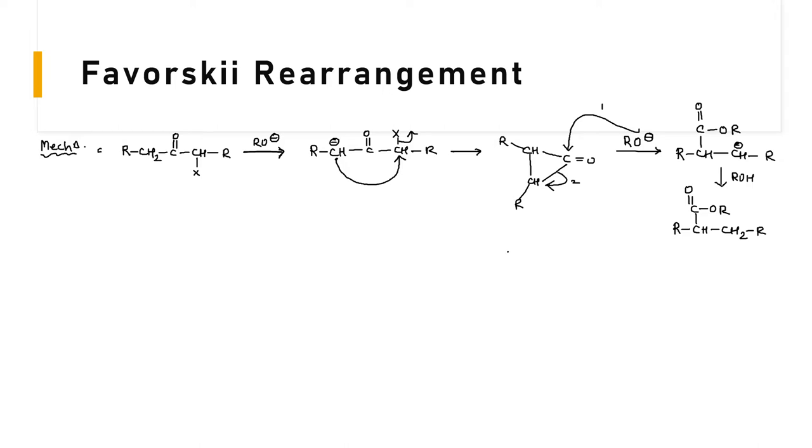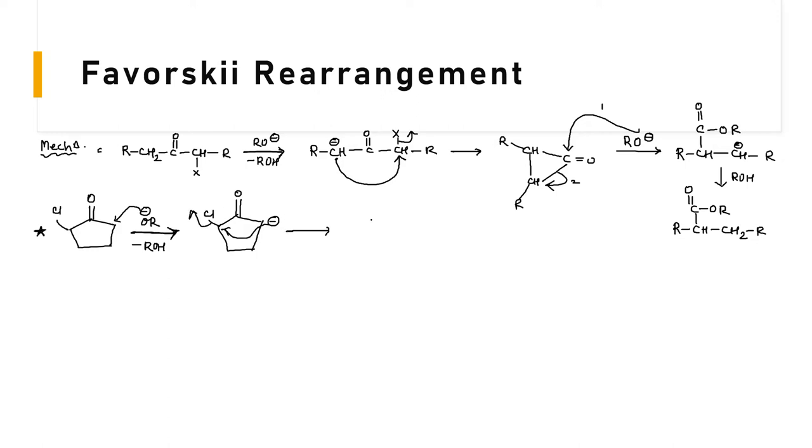Okay. Now, let me do a few more things. Suppose aapke paas ye compound hai. Double bond O and here Cl, and you react this with RO minus. It removes a proton from here. This attacks over here, this goes out. And you get a three-membered ring.